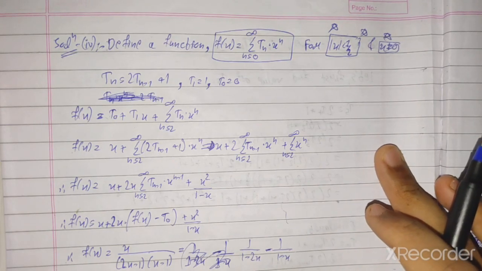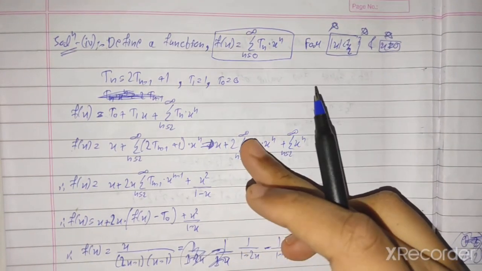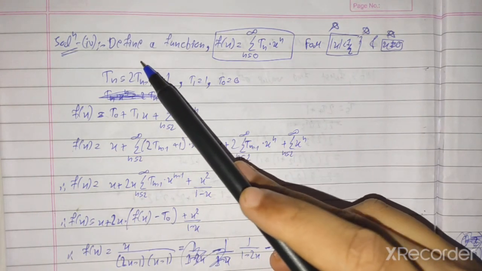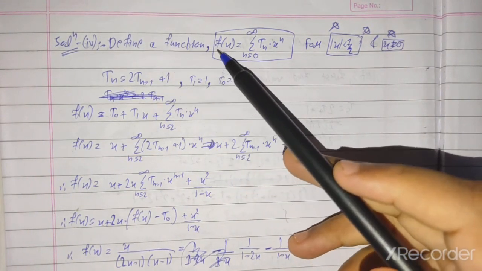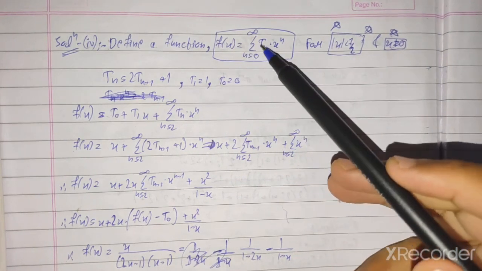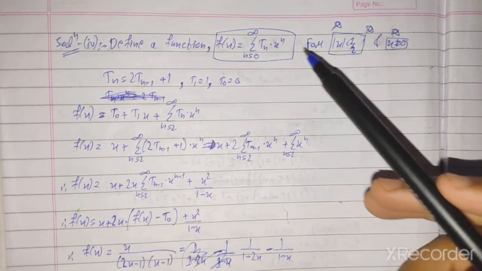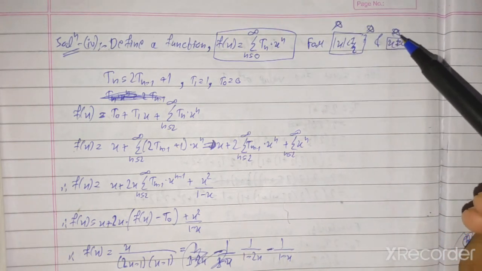And the next method, the most important and also the most helpful method, somewhat generalized also. What we can do here, we will define a function f of x equal to sigma tn x^n, n is equal to 1 till infinity, for mod x less than half and x is not equal to 0.